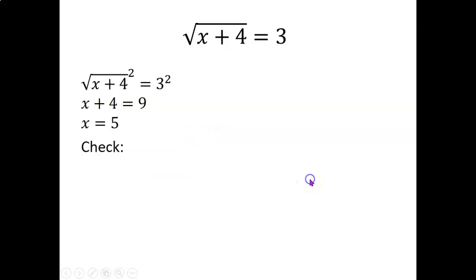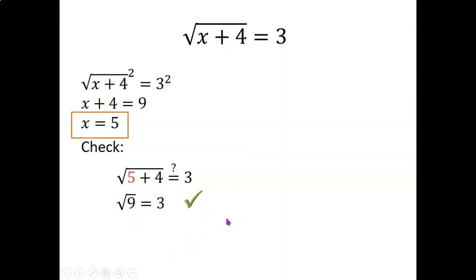But we've got to check that. If we go back to the equation and put 5 in for x, is the square root of 5 plus 4 equal to 3? Well, 5 plus 4 is 9, and the square root of 9 is equal to 3, so that checks out. 5 is the solution to this equation.